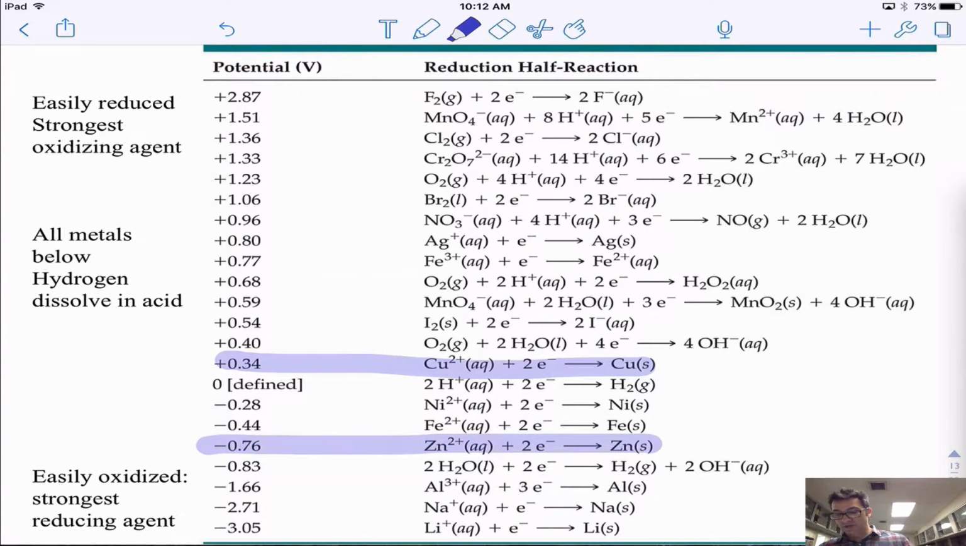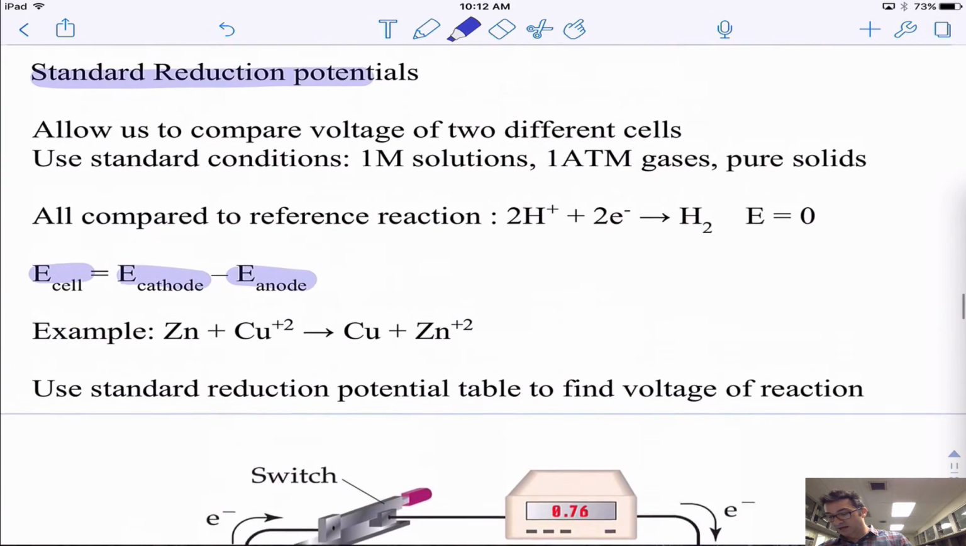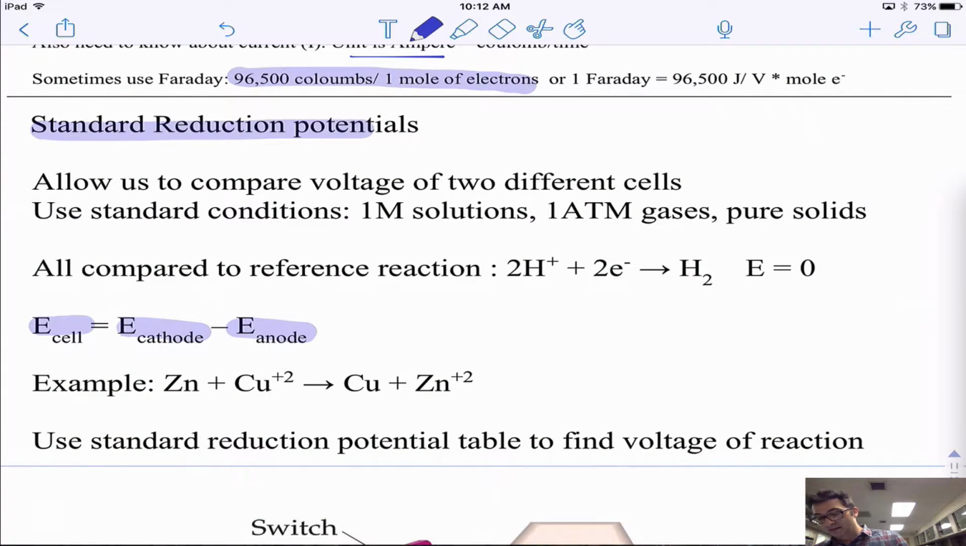And so if I do cathode minus anode, what I would have is this. The voltage of the cell that I built before would be the cathode, which was 0.34, minus the anode, negative 0.76. And when I add this together, I would get a positive 1.10. Notice that it's a positive voltage. This also tells us that the reaction is spontaneous.